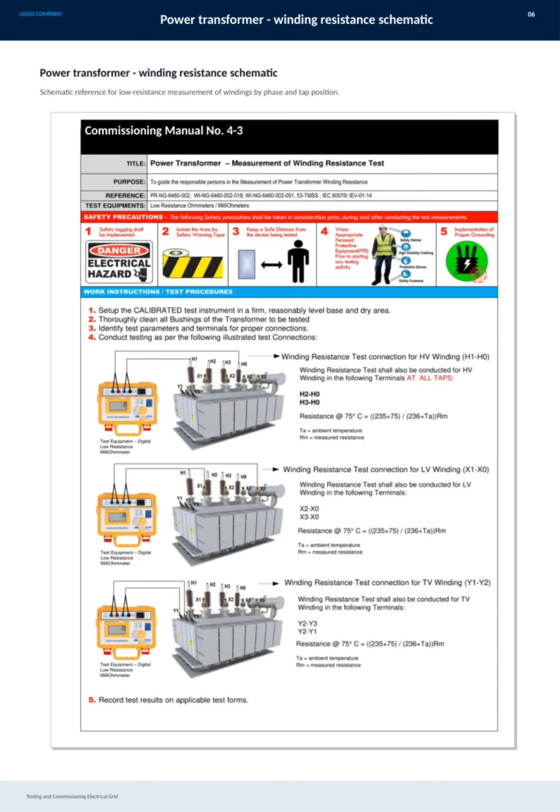Here we have the schematic for measuring the winding resistance of a power transformer. This diagram is essential because it shows how to perform low-resistance measurements on the windings, specifically by phase and tap position. Understanding this process is crucial during the testing and commissioning of the electrical grid to ensure the transformer operates reliably. The reference provided, Commissioning Manual number 4-3, offers detailed guidance to follow these procedures accurately.